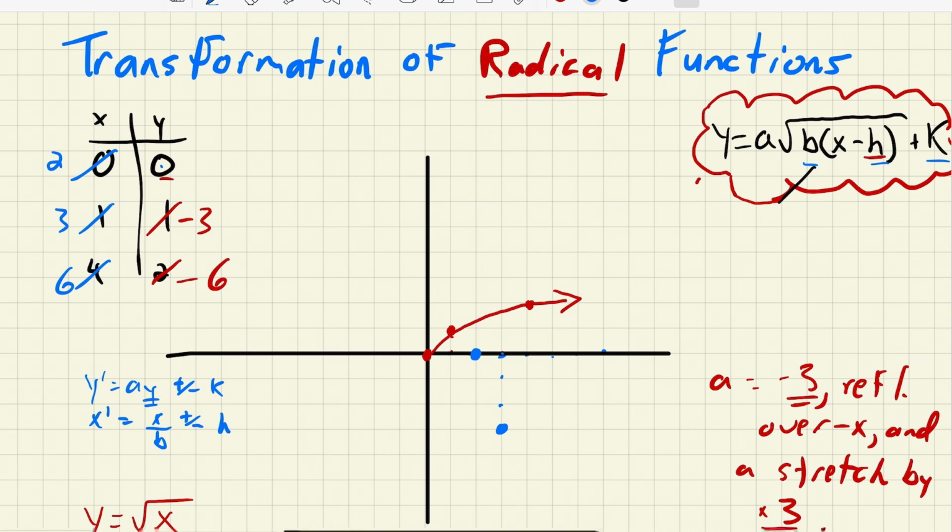And now this is the new point, the second point. So I'm putting a little check every time I complete a point. Then we're going to go to x is equal to 6. So 1, 2, 3, 4, 5, 6. And we see that at x equals 6, y is negative 6. We'll go 1, 2, 3, 4, 5, 6.